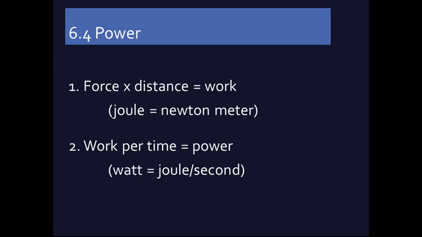It's simply a product of the force times the distance. It doesn't say how long it took to do it. Power is then the amount of work done per unit of time. And so the watt is the unit for power, and it is the same as joules per second. So 1 joule of work done per second is 1 watt.